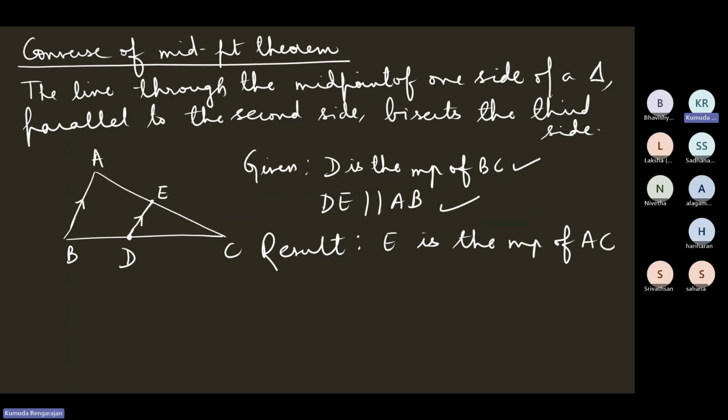The line drawn through the midpoint of one side of a triangle. So this is the line drawn through the midpoint of one side of the triangle. The line drawn through the midpoint of one side of a triangle parallel to the second side, if this line is parallel to the second side, then it bisects the third side. That means it will meet the third side at its midpoint.